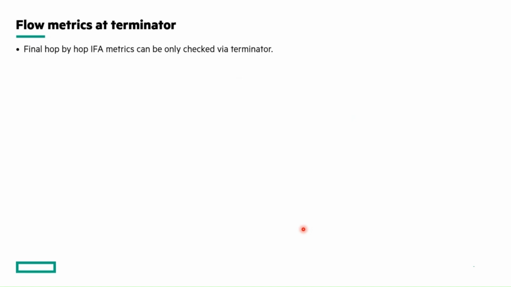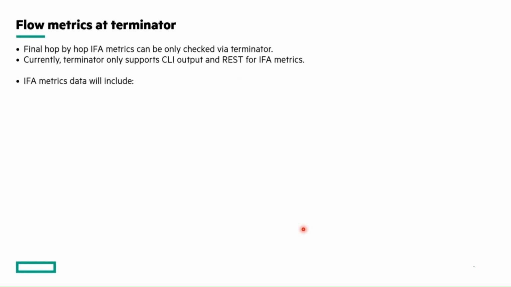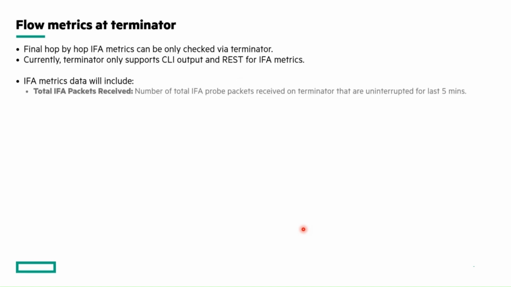Then we have flow metrics at the terminator, which are the final hop-by-hop IFA metrics that can only be checked via the terminator. And currently the terminator only supports, as I was mentioning in the earlier slides, either a CLI output or REST to view these IFA metrics. The IFA metrics data at the terminator will include the total IFA packets received, which is the number of IFA probe packets received on the terminator that are uninterrupted for the last 5 minutes. We will talk about why I'm mentioning this uninterrupted for the last 5 minutes.